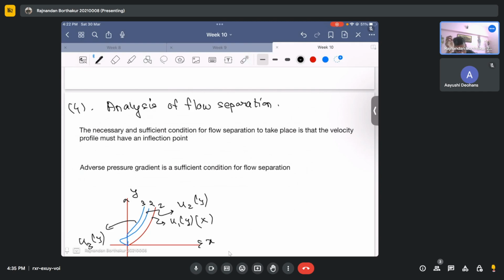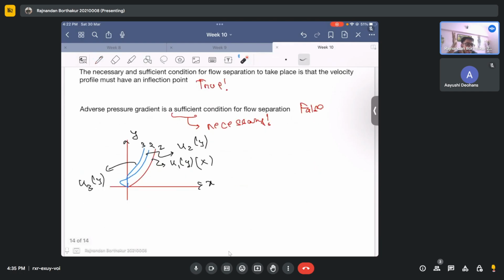Which means this statement is true, and this statement is false. It is false because this should be the necessary condition in place of a sufficient condition. Okay, that is simple. You can have an adverse pressure gradient, but if your adverse pressure gradient is very weak, then you may not have flow separation, or your flow may not separate.